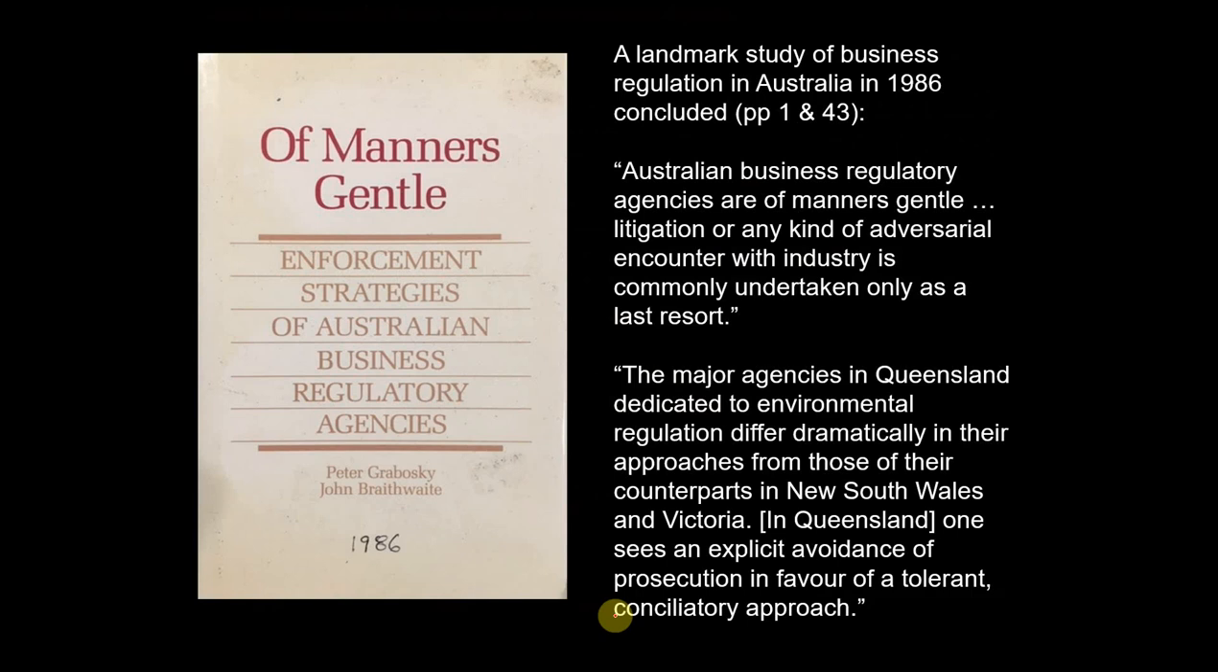And the mining sector is just an aspect of the business sector. In Queensland specifically, the major agencies dedicated to environmental regulation took an explicit avoidance of prosecution in favour of a tolerant, conciliatory approach. That was in the 1980s, when we had the Bjelke-Petersen government at a state level. In 1989, there was a massive inquiry, the Fitzgerald Inquiry, which found widespread corruption in the police and in government in Queensland. It was a massive scandal and led to the Fitzgerald reforms dealing with corruption, particularly in government.